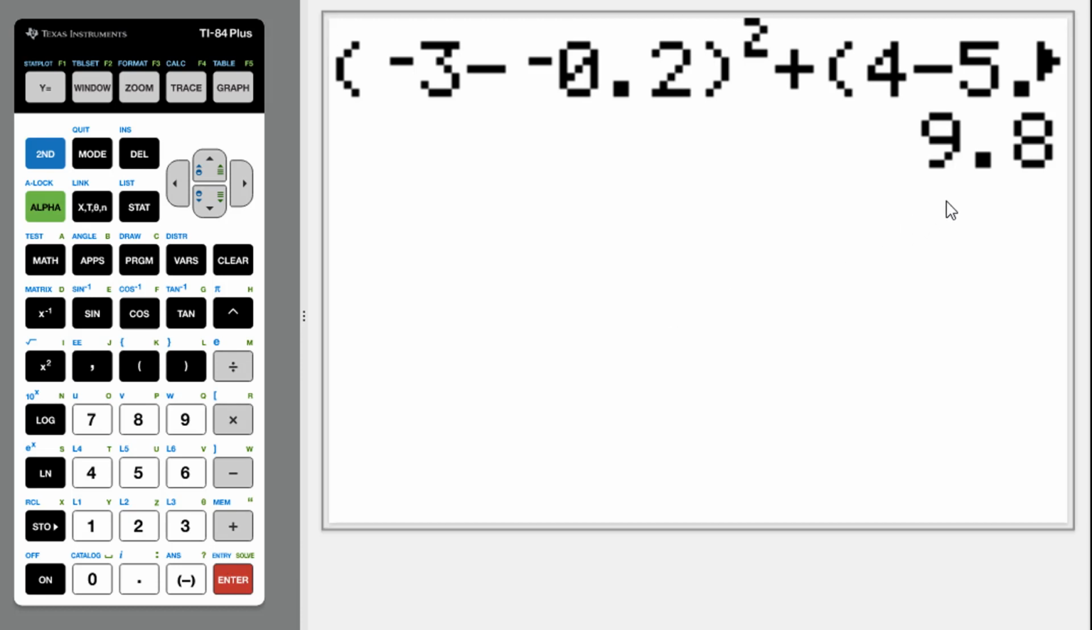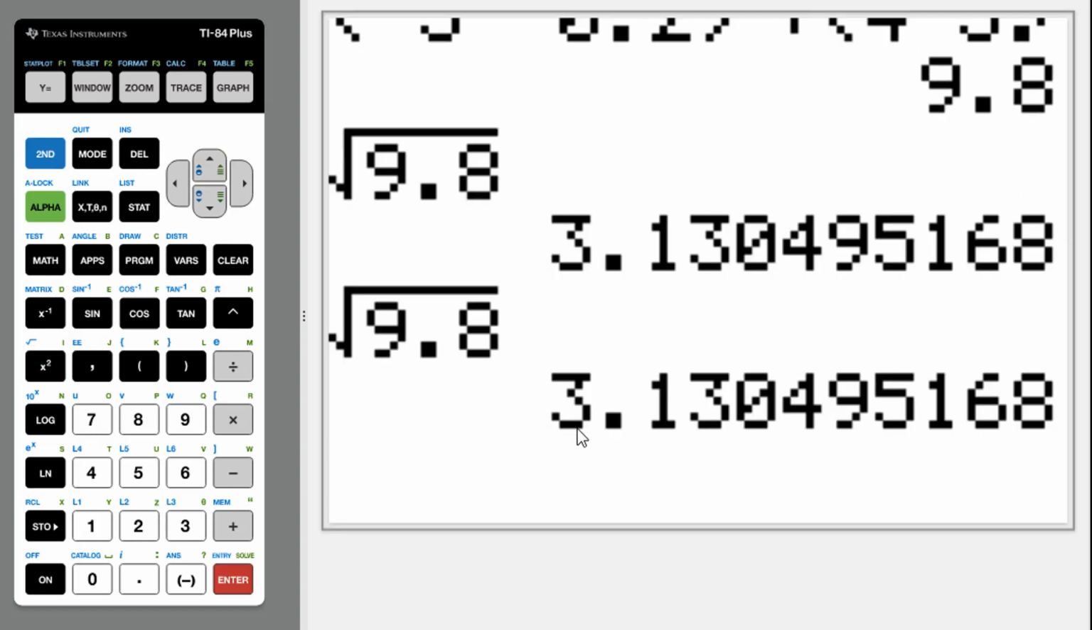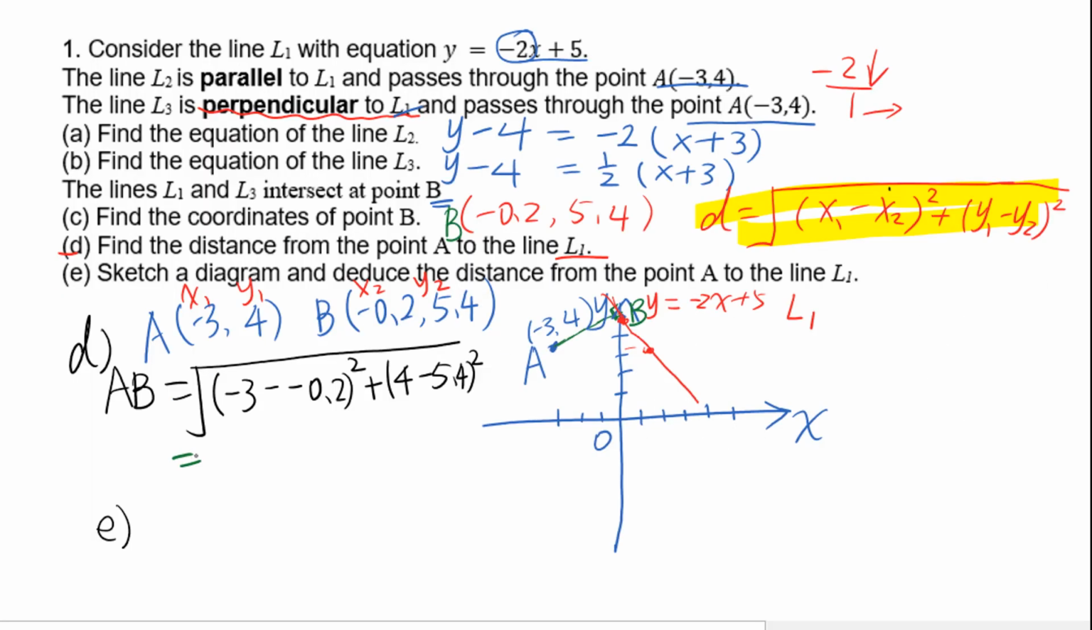Enter. You will get 9.8. Then we do square root. Then your answer will be 3.13 to 3 significant figures. Distance for AB equals 3.13. For E, sketch a diagram and deduce the distance from the point A to the line L1. This is the diagram for E.